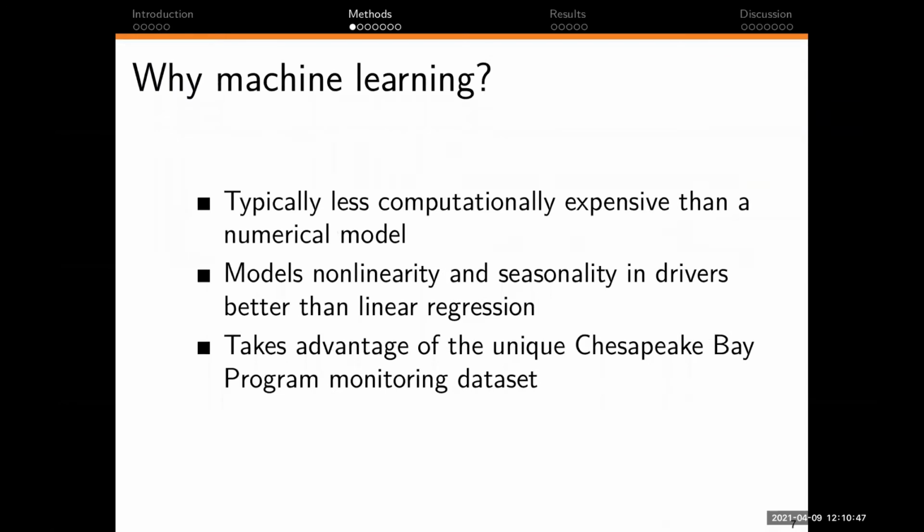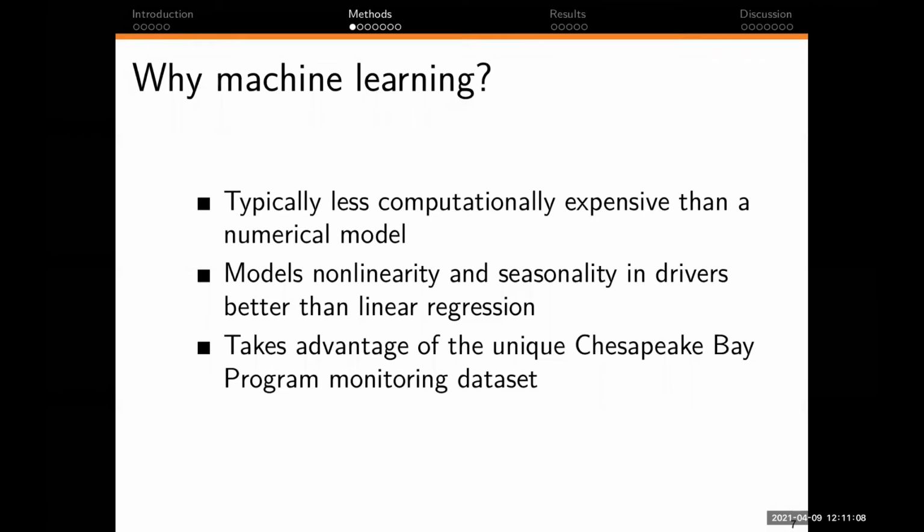So we used a machine learning model here, for a couple of reasons. One is that machine learning models in general are less computationally expensive than a full numerical model. The machine learning model that I use here, I can run on a desktop computer. It takes a couple of hours to train, but then once it's trained, you can generate years worth of predictions almost instantly.